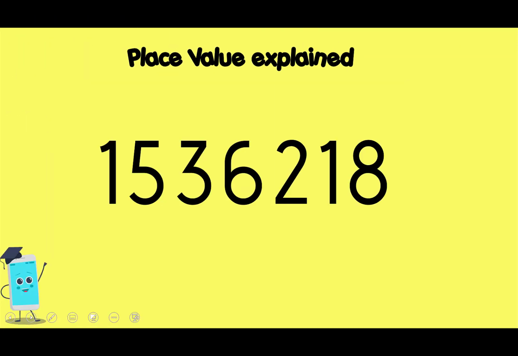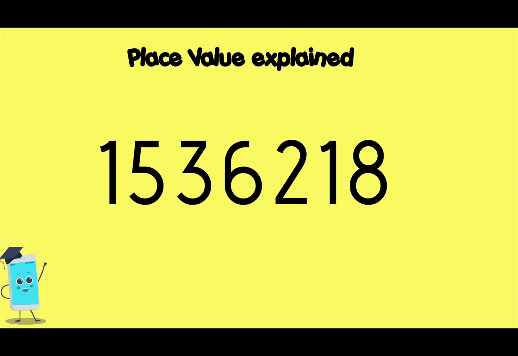So let's look at this number. Now, this number has a lot of digits. In fact, it's got 7 digits. So numbers with a lot of digits can sometimes be hard to read, and we can read it once and then realise we've got numbers in the wrong order.